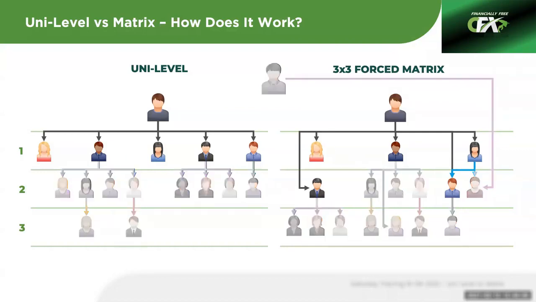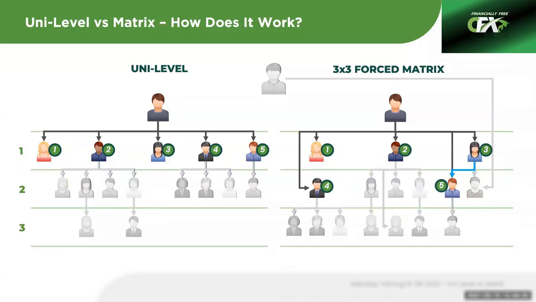Now, this is how it works in reality. You can see that the first 1, 2, 3 people that came into your uni level ended up being the 1, 2, 3 people in your matrix. And then the 4th and 5th person that you introduced on level 1 of your uni level, your personals, ended up being number 4 and 5. They ended up on your 2nd level of your matrix because the first 3 positions are filled. The matrix now has to look to the next level.